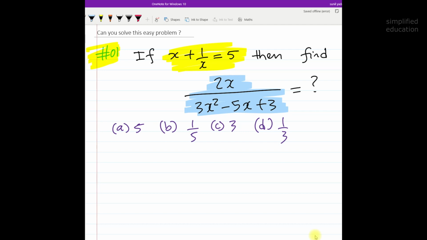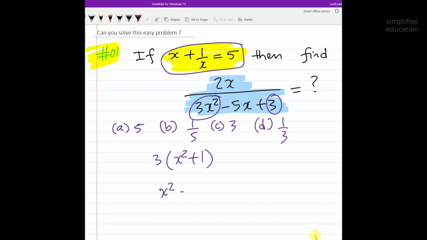What we can do here, first of all, you can see that in 3x square plus 3, we can take out 3 common and that would become x square plus 1, right? Why is this helpful? Because from the given expression of x plus 1 over x equals 5, we can have x square plus 1 equals 5x.